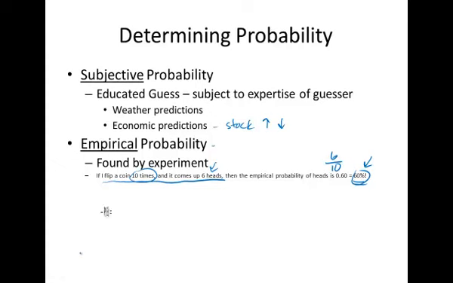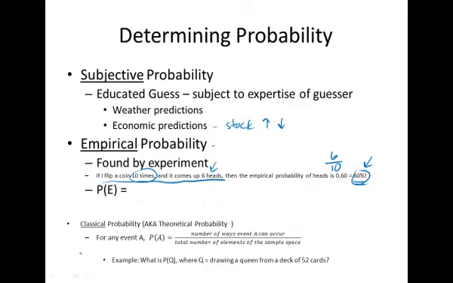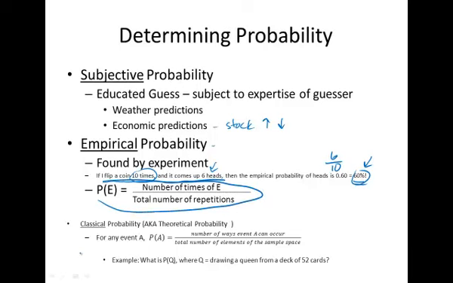So the last one is the classical rule. This one's a little out of order. So the probability of event E, using the empirical rule, is the number of times that E occurs over the total number of repetitions.